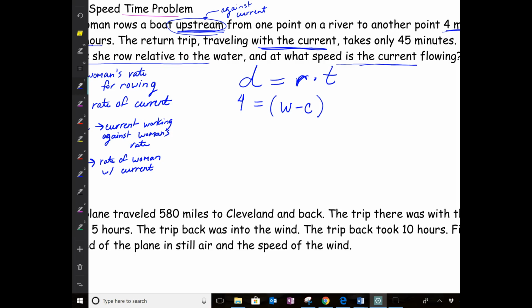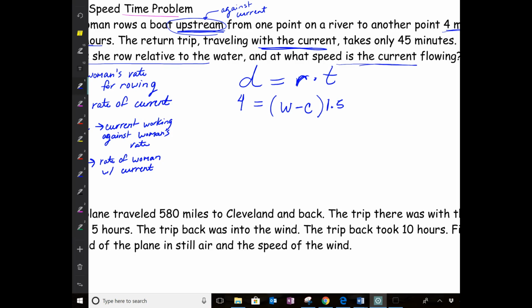We've done systems of linear equations. It's just we haven't done them with this level of difficulty yet. So we have W minus C times how long does it take for her to reach those 4 miles distance working against the current? 1.5 hours, so 1.5. Now we have 2 variables, so we want another equation because we need to be able to solve.